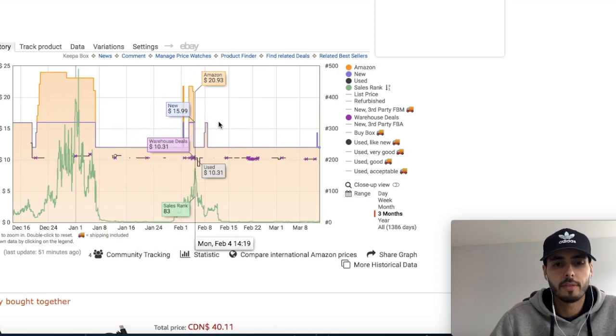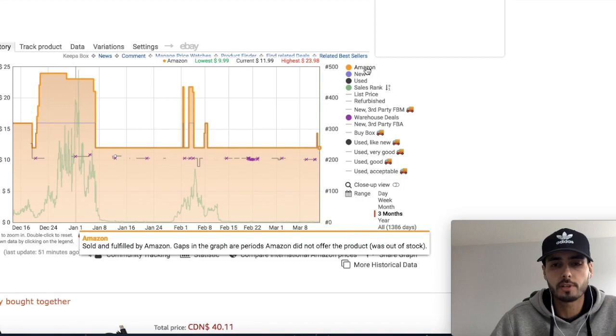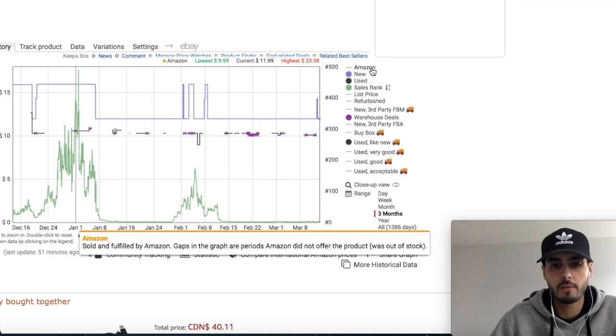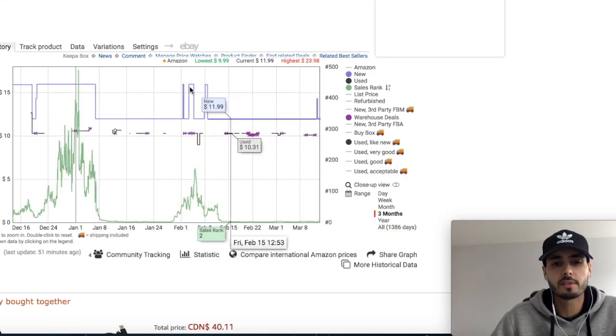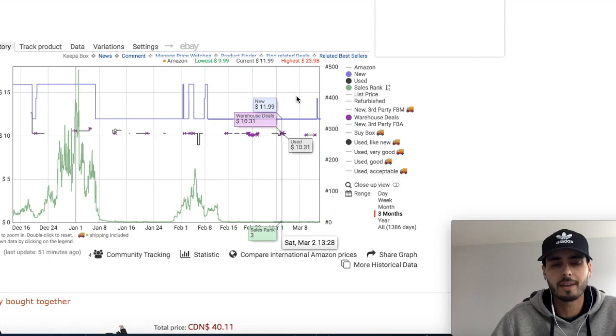Now, that is just the first little option here that I've shown you guys, which is Amazon. You can actually toggle this on and off. So watch this. If I toggle it off, it takes Amazon's data away from the chart and we no longer see what Amazon was doing.